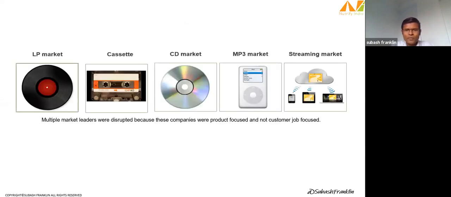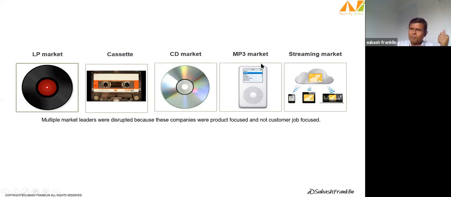Let's take something which we all like, which is music. This is how the music industry evolved. First you had the LP, then the cassette, then the CD, then the MP3 player, and now the streaming market. If you observe, when the cassette came, it killed the LP market. When the CD came, it killed the cassette market, and now streaming is killing the MP3 player market.